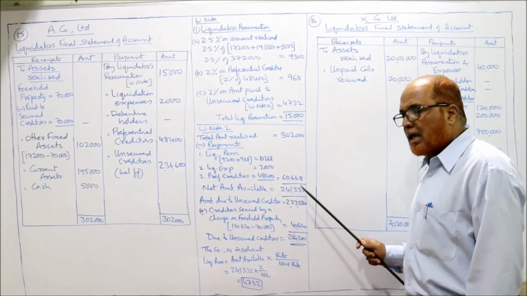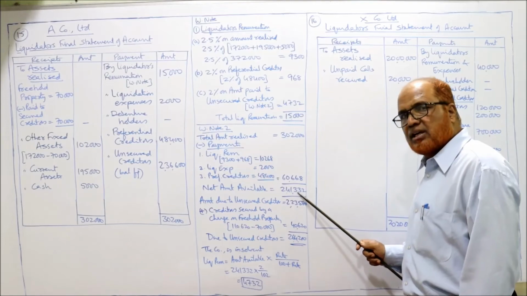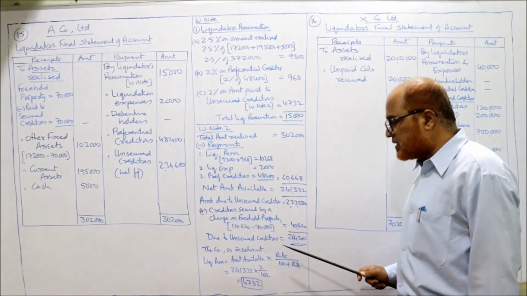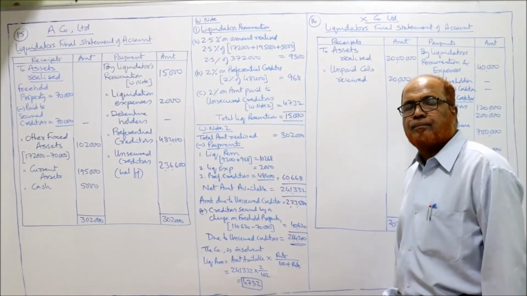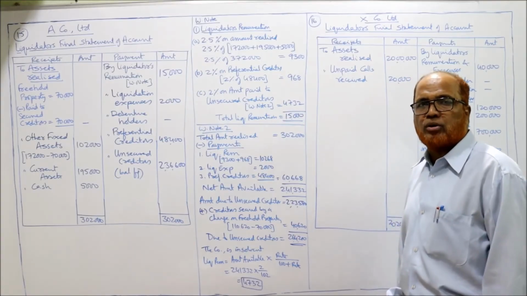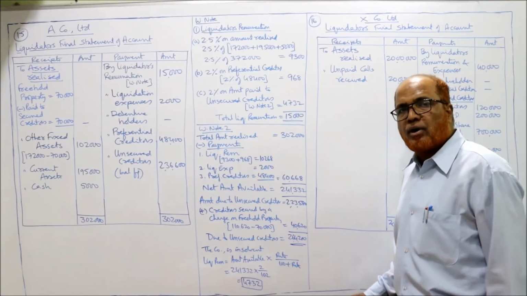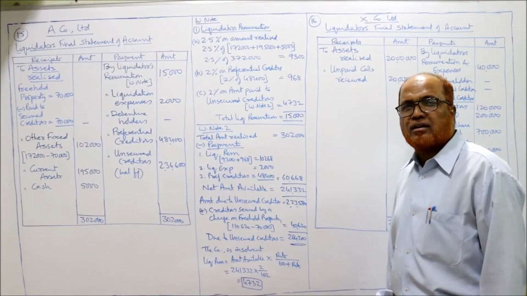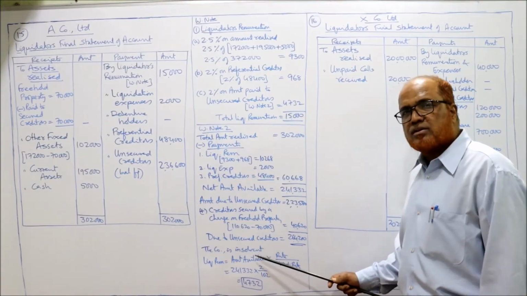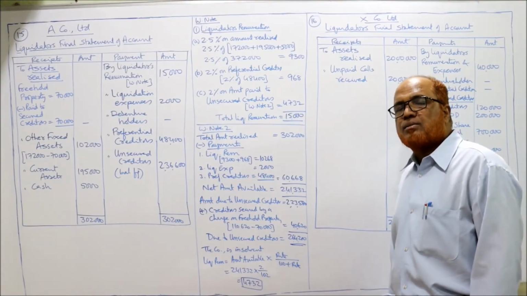2,41,332. Amount available 2,41,332. Amount payable to unsecured creditor 2,64,200. The company cannot pay the amount because the company is insolvent. So how to calculate liquidator's remuneration?